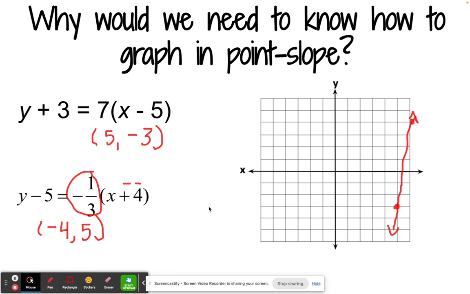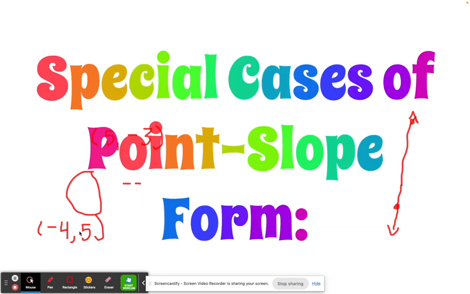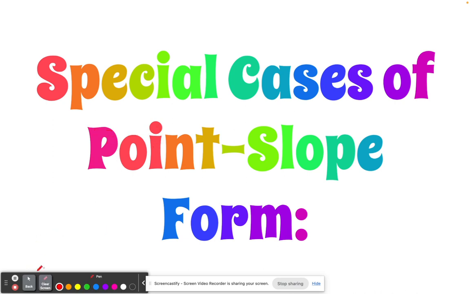I guess the question is, why would I need to know how to graph in point slope form? Because that's sometimes the form you're given. You aren't always given slope-intercept form. Sometimes that's the information you're given, and it helps. Okay, let's look at some special situations.